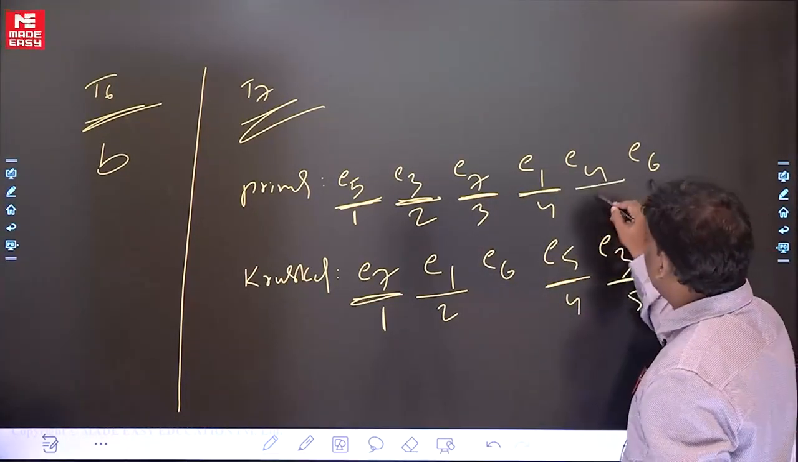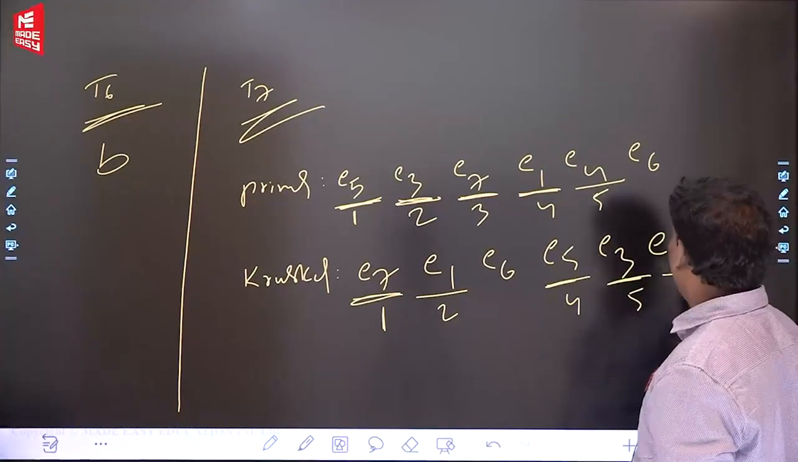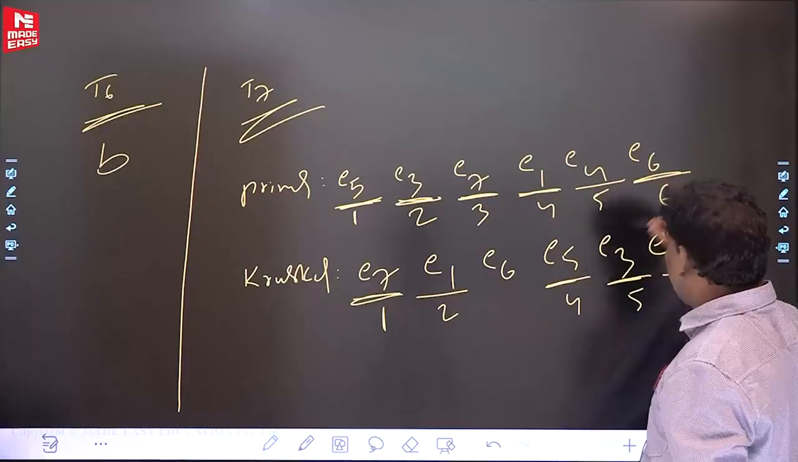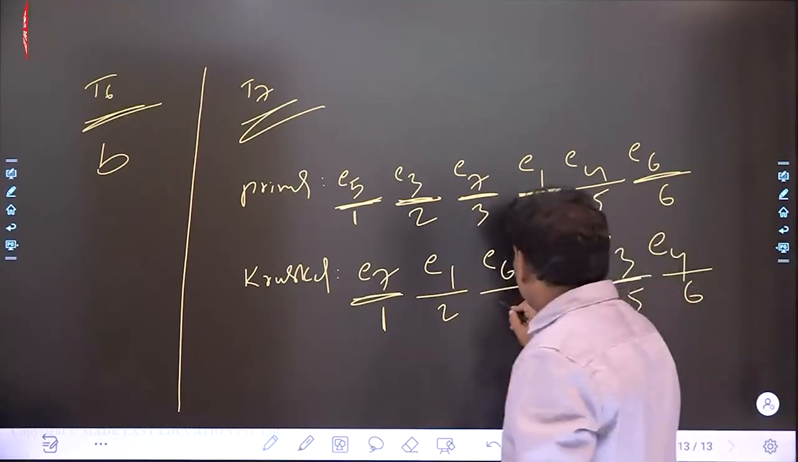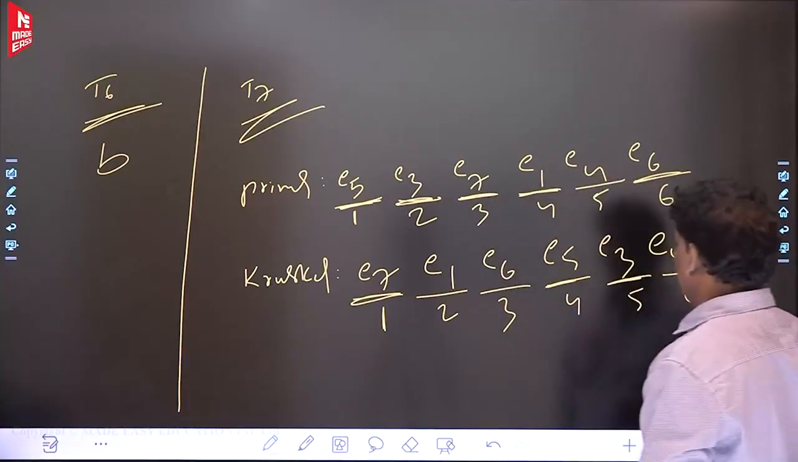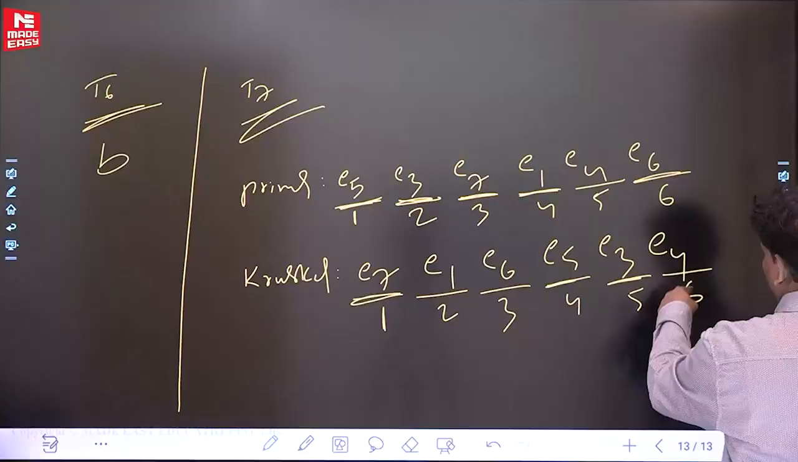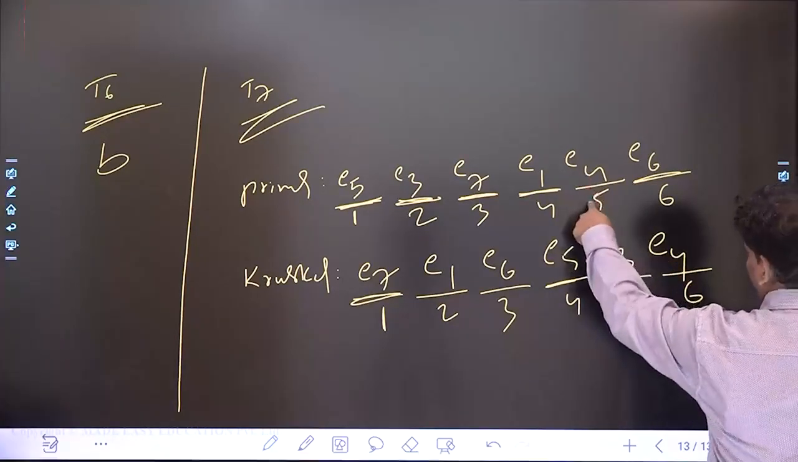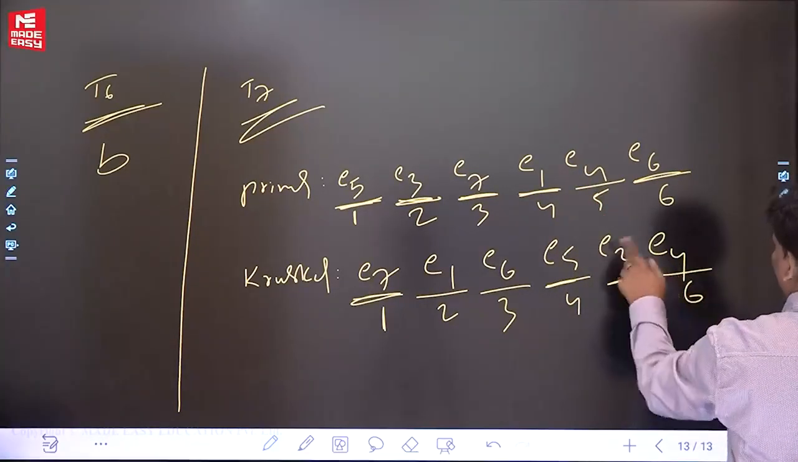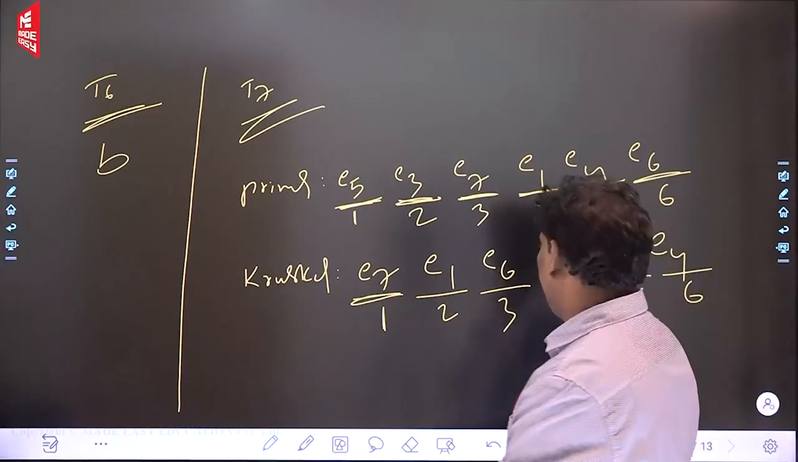Next, edge 4 is in fifth place here and in sixth place there. The difference is 1. Next, edge 6 is in sixth place in Prim and third place in Kruskal. The difference is 3. Can you say what the largest difference is until now? If you observe clearly, no one has more than 3.